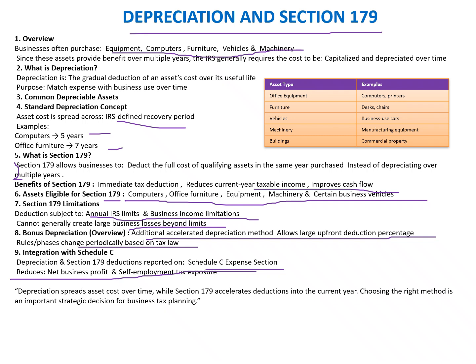So depreciation is spread over time, while Section 179 accelerates the deduction into the current year. Choosing the right method is an important strategic decision for the business plan. So the choice is there to opt for Section 179, or to go with the phased depreciation methodology. We'll move to the next slide.